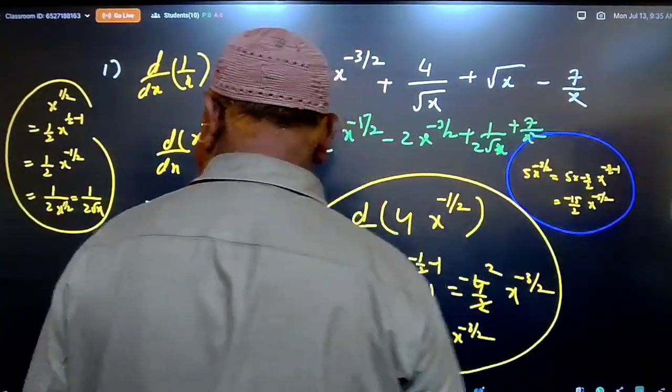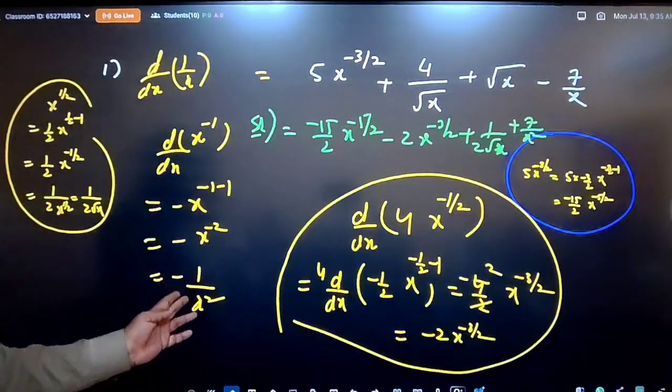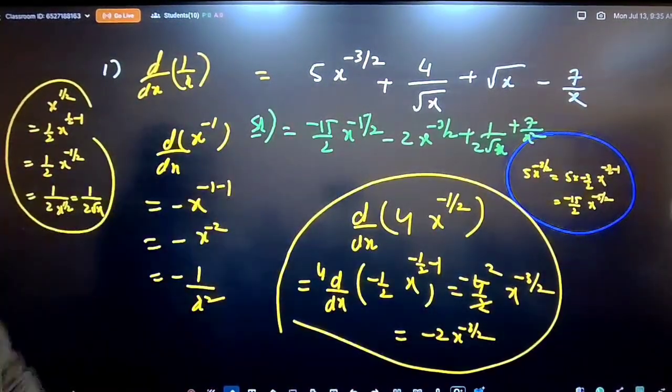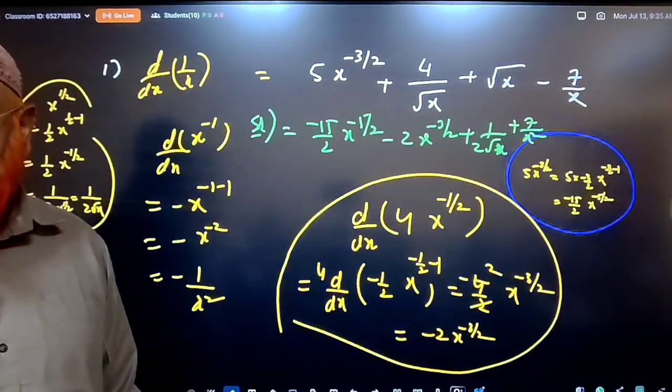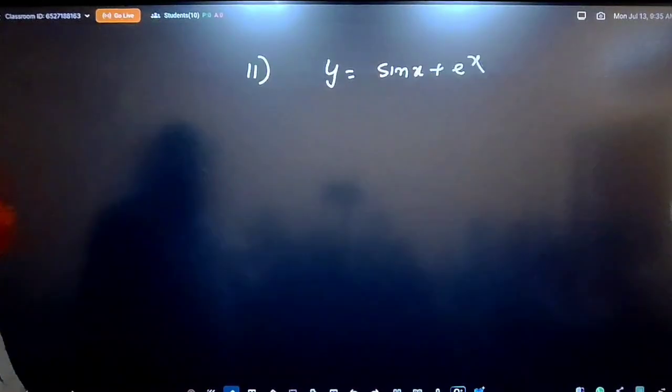Minus of minus becomes plus, because 1 by x becomes minus 1 by x square. Minus of minus is going to be plus. So like this you can write the final term and leave it. Is it understood what I am saying now? So this is the method to solve the problem.